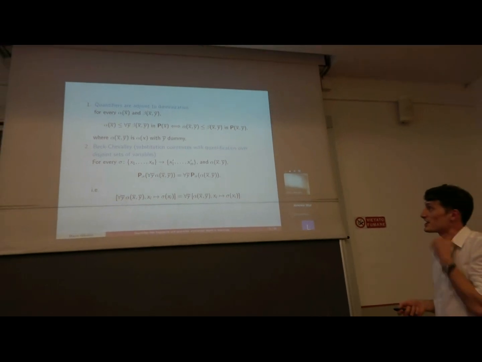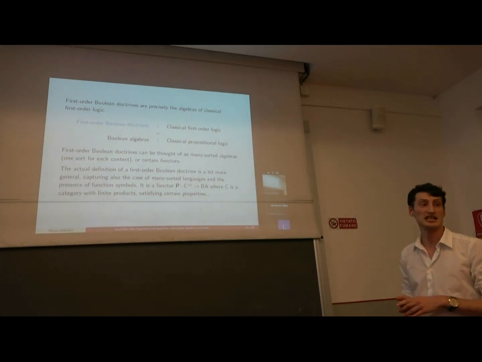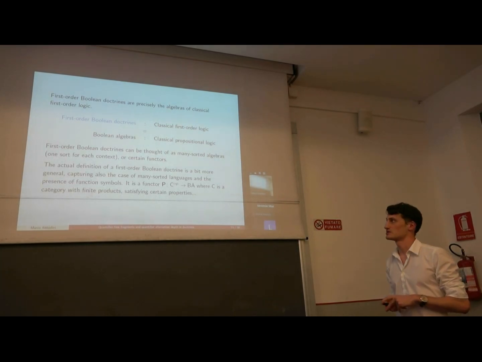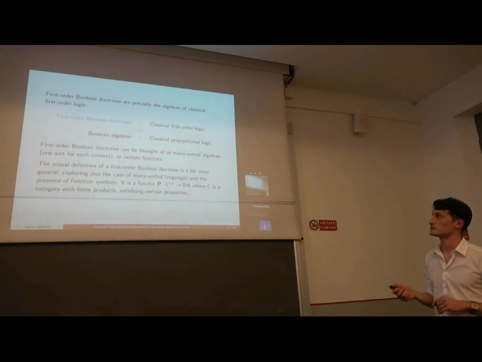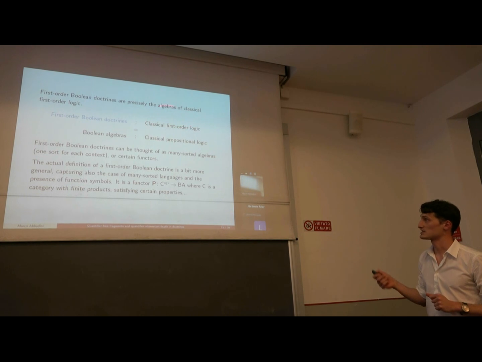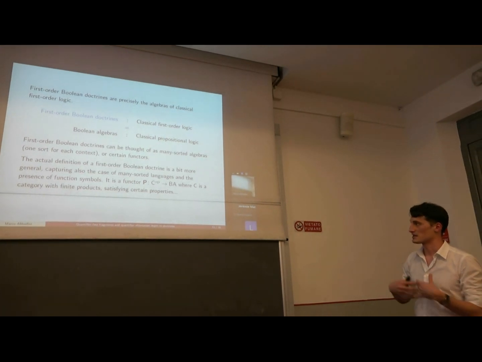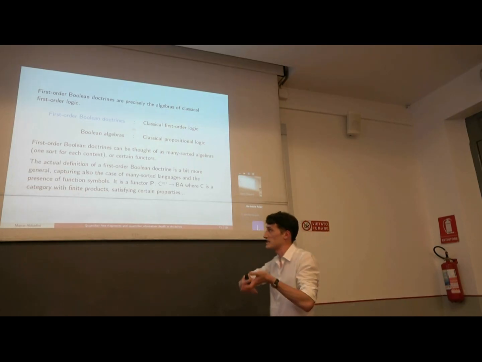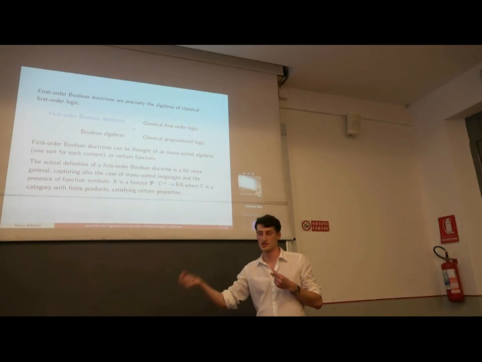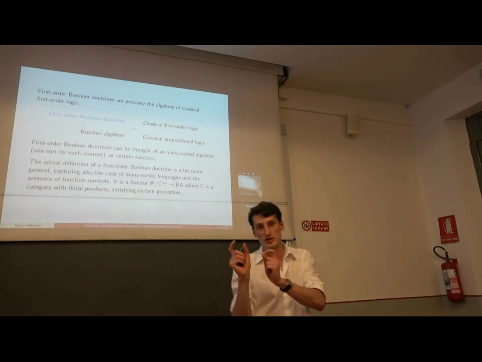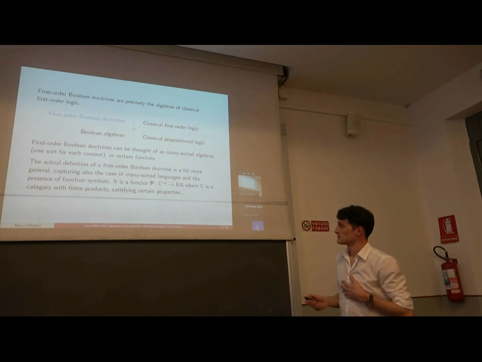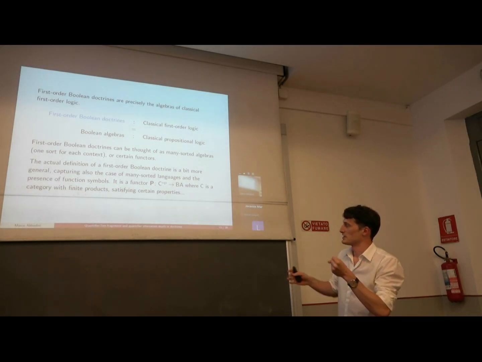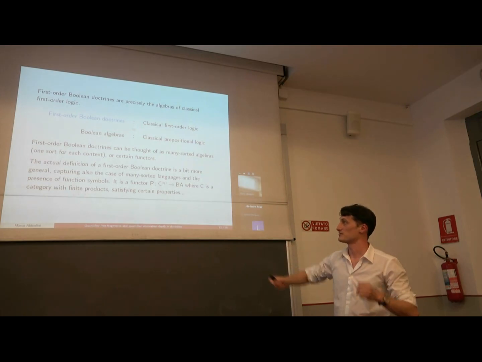Okay, and these are precisely the algebras of classical first-order logic. So, just like Boolean algebras are the algebras of classical propositional logic, first-order Boolean doctrines are the algebras of classical first-order logic, and they can be thought of as many-sorted algebras. So one algebra for each possible tuple of variables, or certain functors. And the actual definition is a bit more general and captures also the case of many-sorted languages, the presence of function symbols.